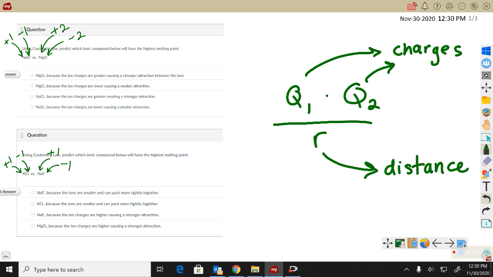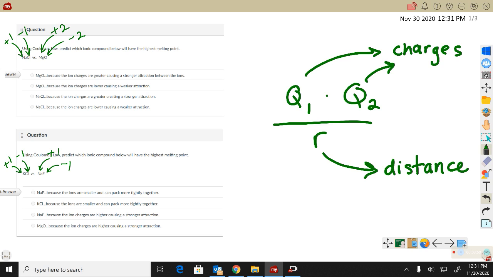And I look at potassium versus sodium. Sodium is smaller. It's only got electrons in 3 energy levels versus potassium's 4. And then I do the same thing. Fluorine and chlorine are in the same group, but fluorine is smaller. So both the sodium and the fluorine are smaller. So if they're smaller ions, they'll pack more tightly together.